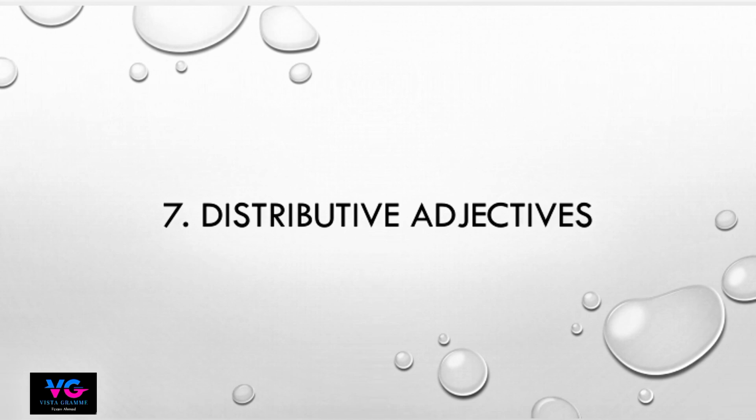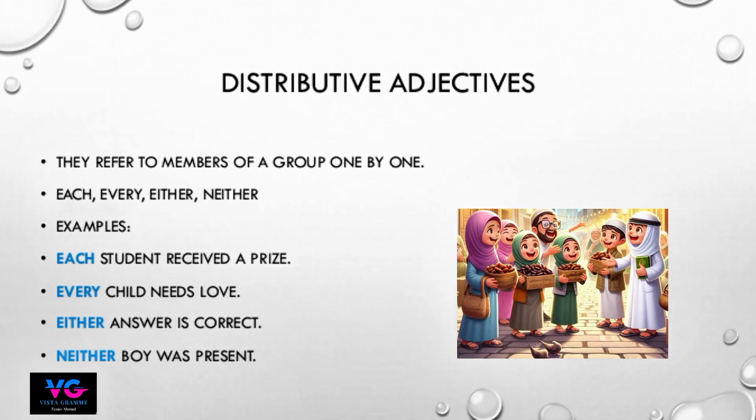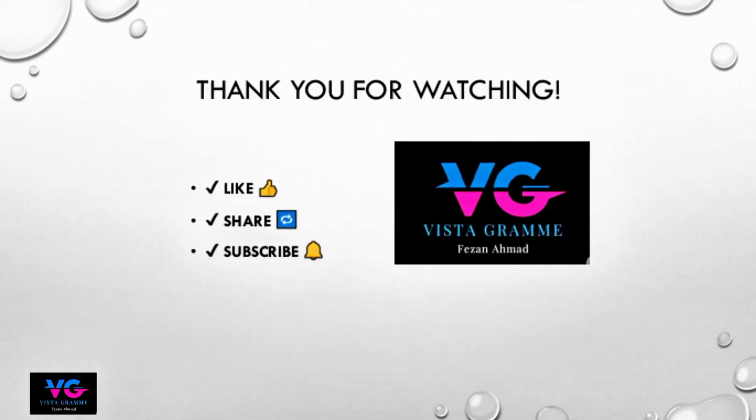Distributive adjectives. They refer to members of a group one by one. Each, every, either, neither. Examples. Each student received a prize. Every child needs love. Either answer is correct. Neither boy was present.